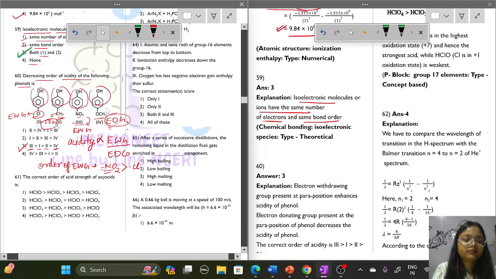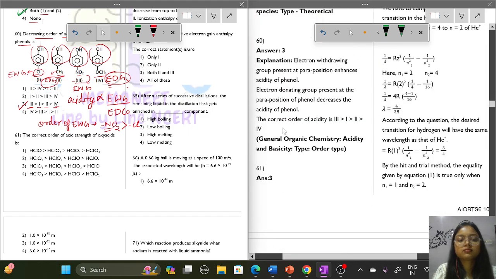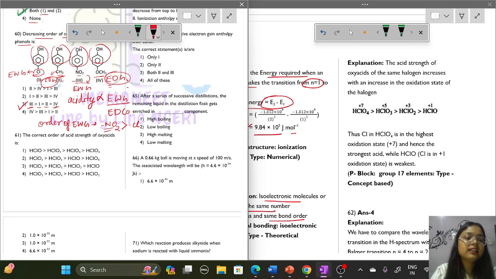Next is question number 61. For question number 61, the correct order of acidic strength of oxyacid is. We have to find out the correct order of acidic strength. The acidic strength of oxyacid increases with the increasing oxidation state of halogens. So among all these, which halogen has the highest oxidation state, that will be most acidic in nature.